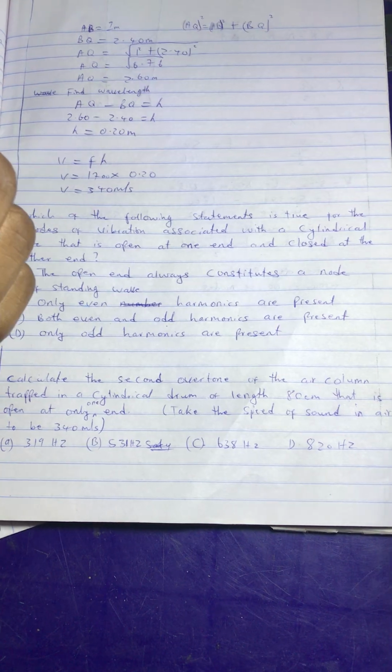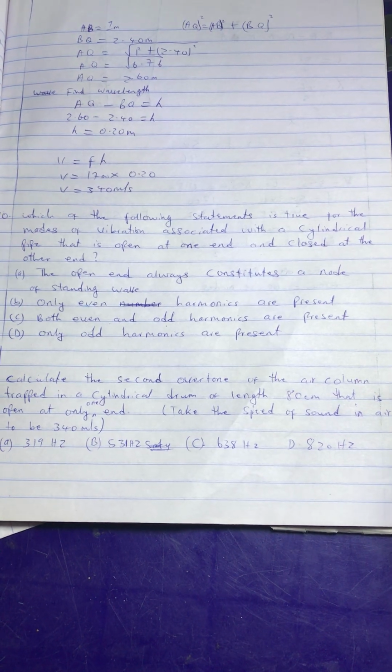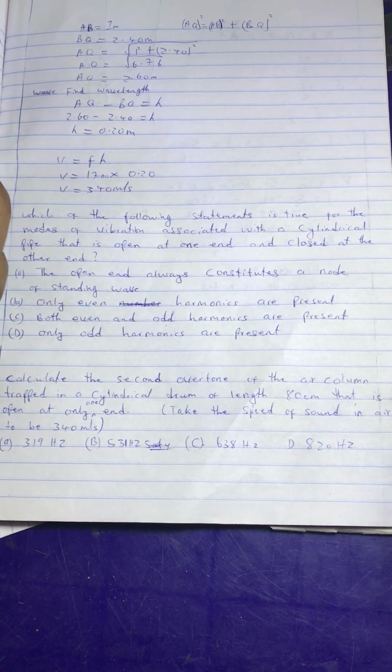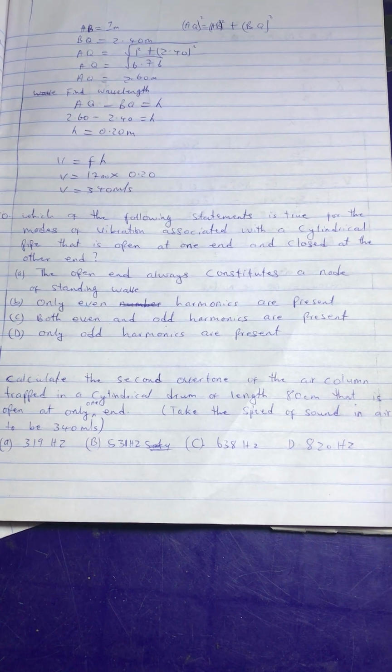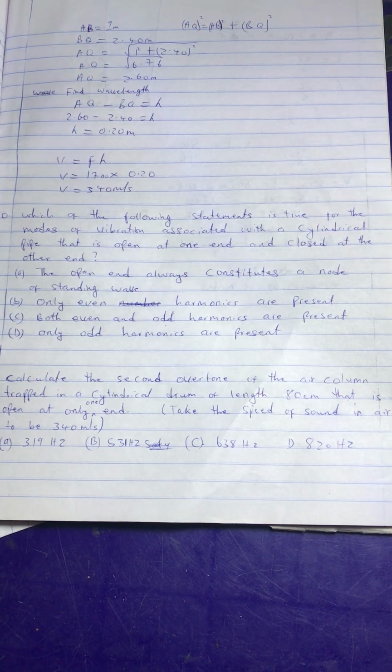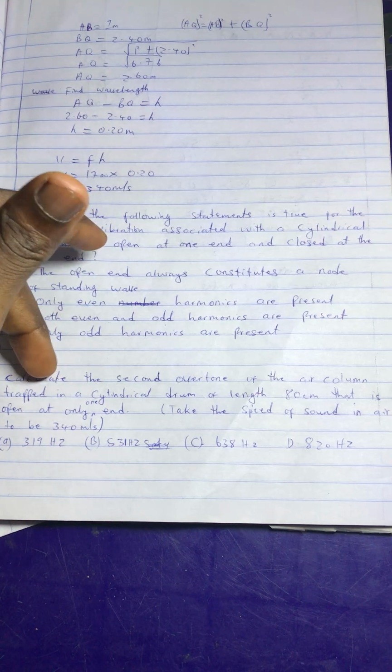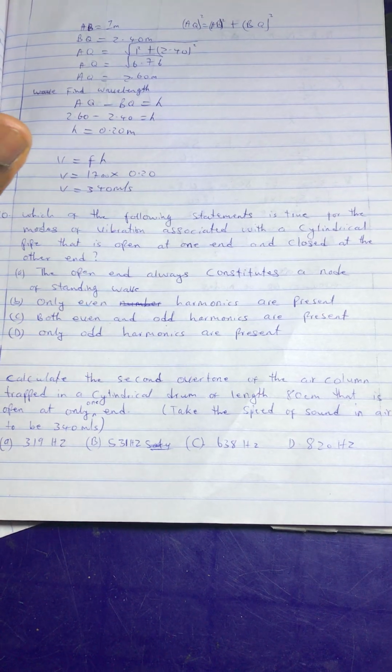You cannot have even, neither can we have both even and odd. It's only odd that you can have in a closed pipe. Now, there's something you should know here. They ask us to calculate the second overtone in a closed pipe.